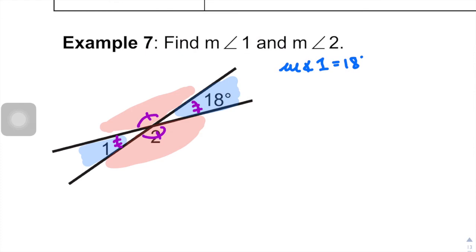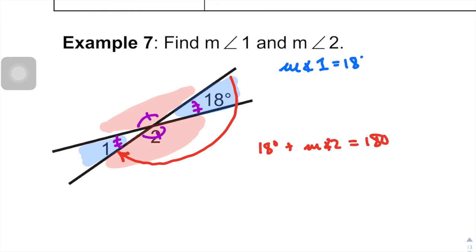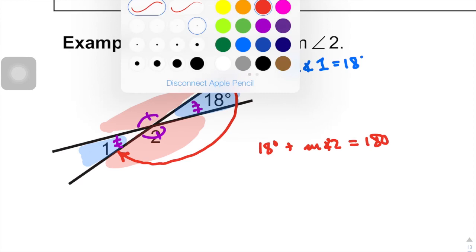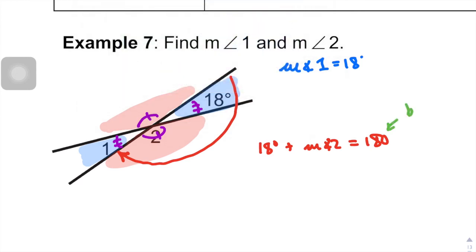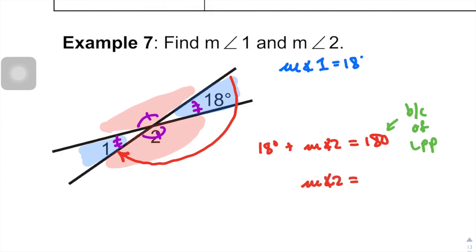To get the measure of angle 2, I'm going to look at this angle pair. Those aren't vertical. They're adjacent, because they share a side and they share a corner, and the sides they don't share make a straight line. That makes them a linear pair. So the 18 plus the measure of angle 2 will add up to 180 degrees because of the linear pair postulate. When I solve that equation, we get the measure of angle 2.